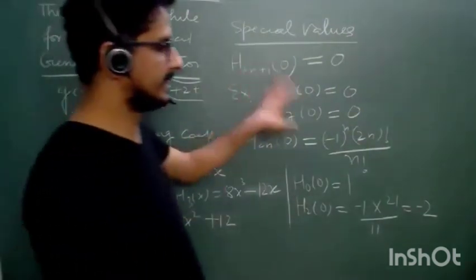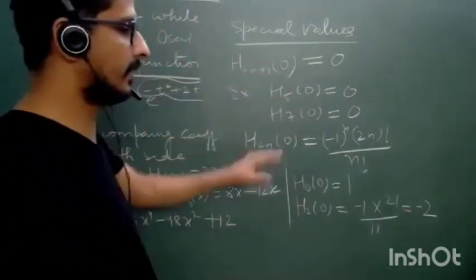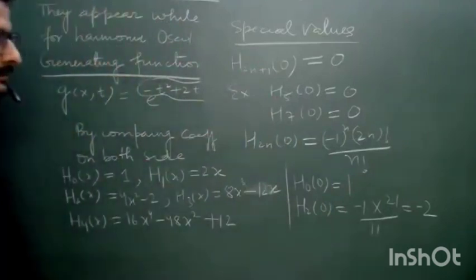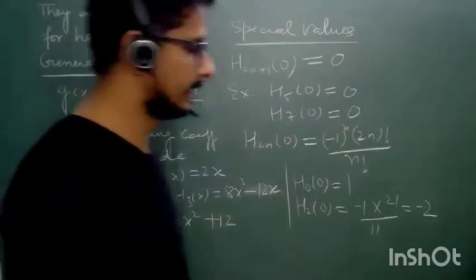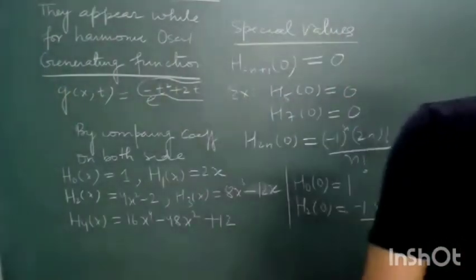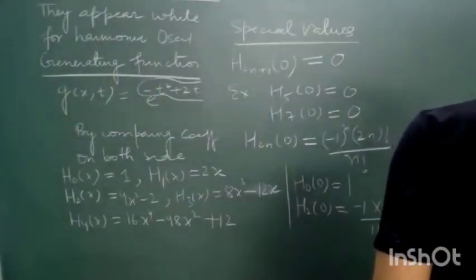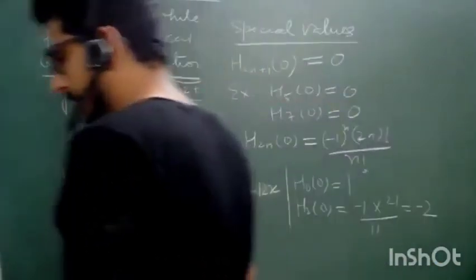So this is clear. Special values, even and odd. Yes, sir. Even and odd values is clear. So about Hermite polynomial, this is very important to get even and odd values. Okay.